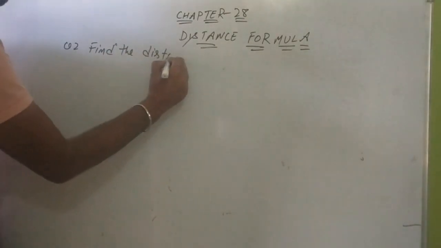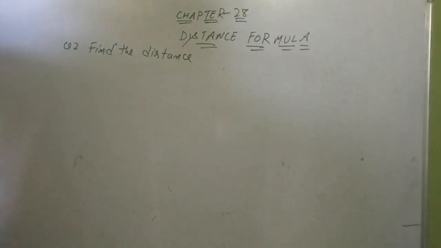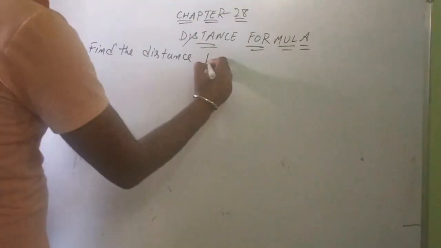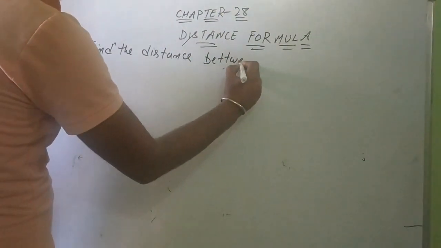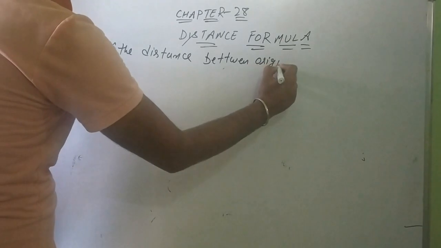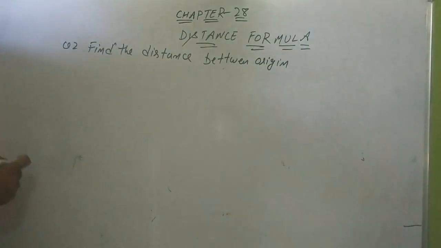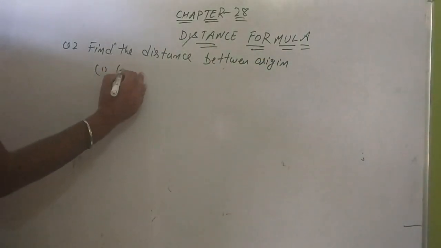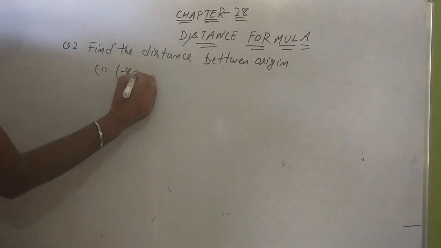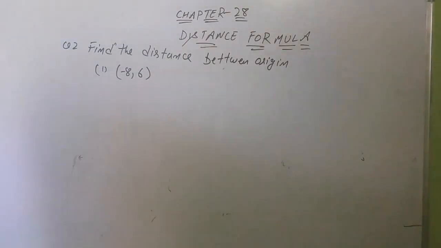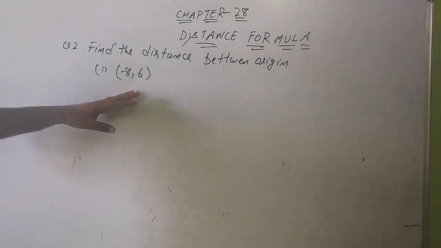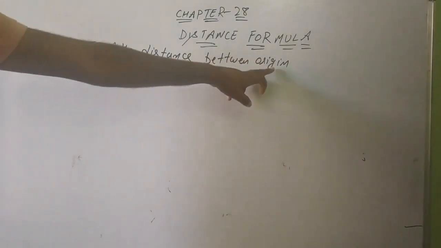Find the distance between the origin and the point. What is the point? I am taking the first part, that is (-8, 6). So they have given us one point, and the second point they said is the origin.